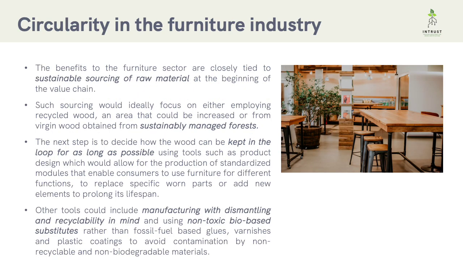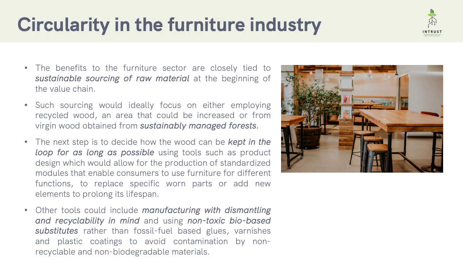But how concretely can circularity be included in the furniture sector? Well, first, the key strategy is to focus on sustainable sourcing of the raw material at the beginning of the value chain. Focus should be on using recycled wood and wood obtained from sustainably managed forests that are labeled with sustainable certifications such as PEFC or FSC that you may have heard about in the previous modules.